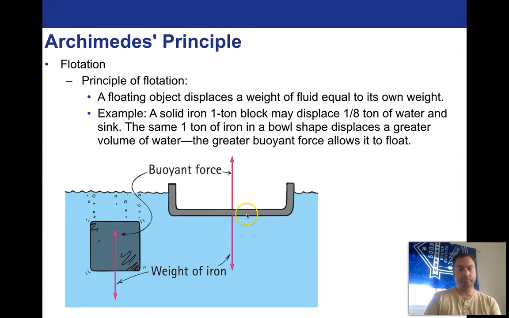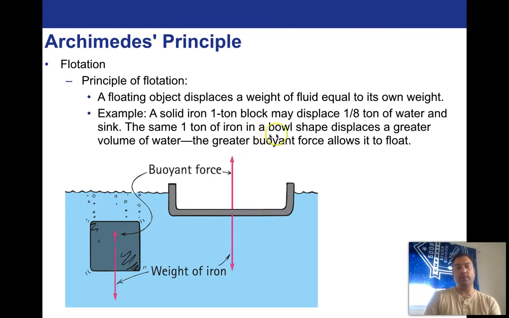All right. So let's look at this example. A solid iron 1-ton block may displace 1/8 ton of water and sink. So it's displacing 1/8 of a ton. And because it's 1/8 of a ton of displacement, it's going to fall, right? Because there's 7/8 tons of force dropping it down.